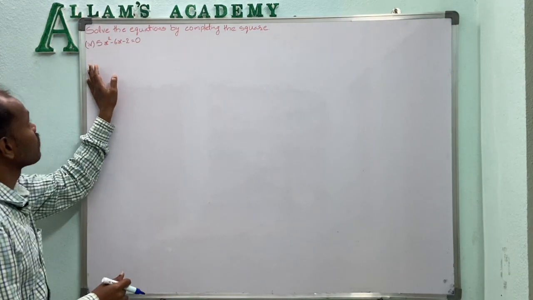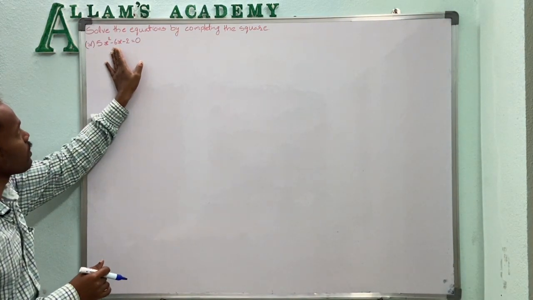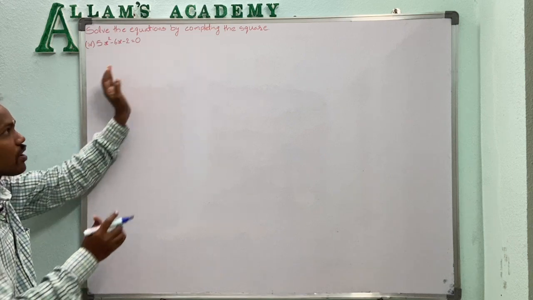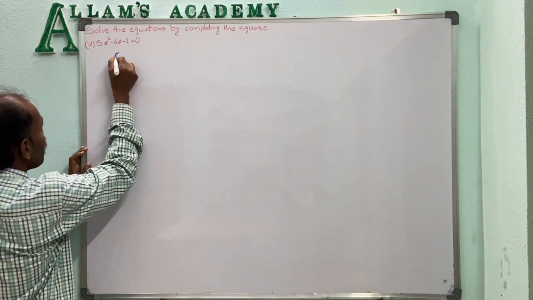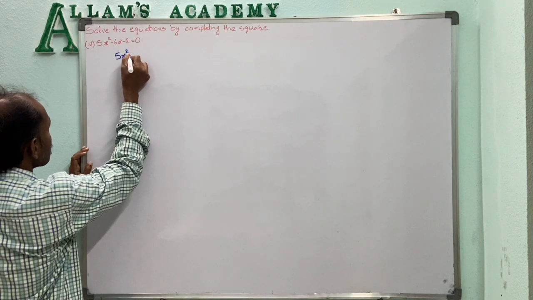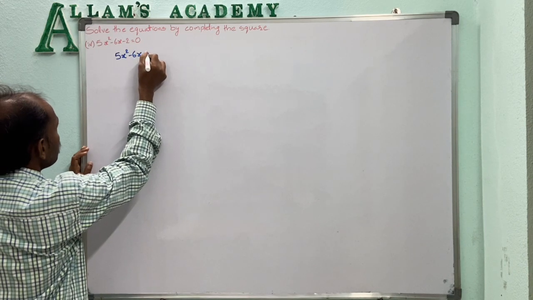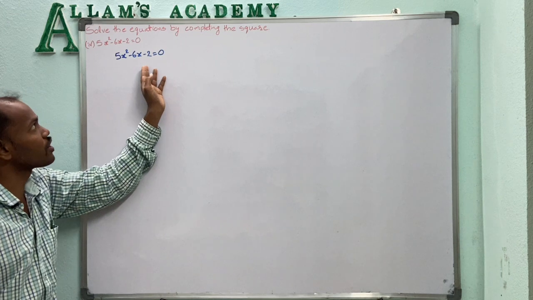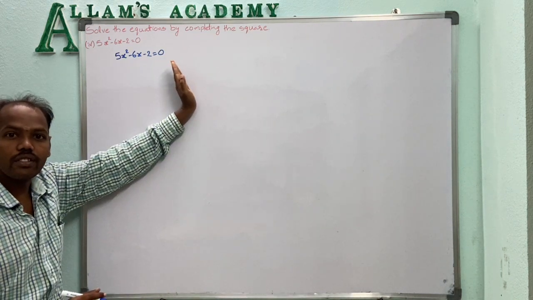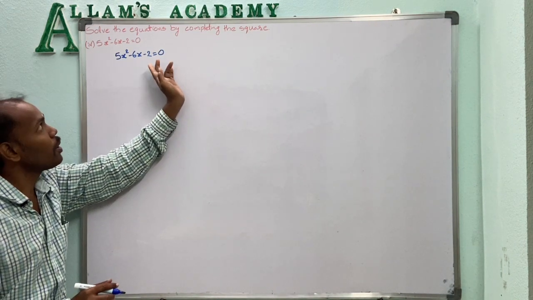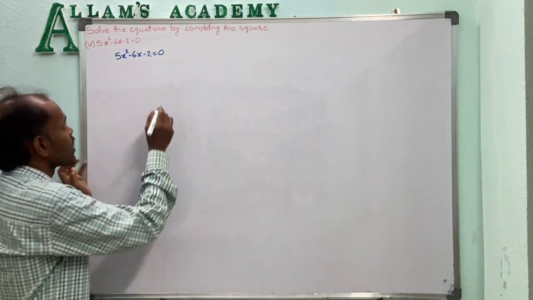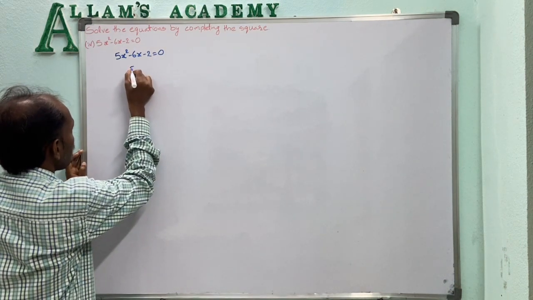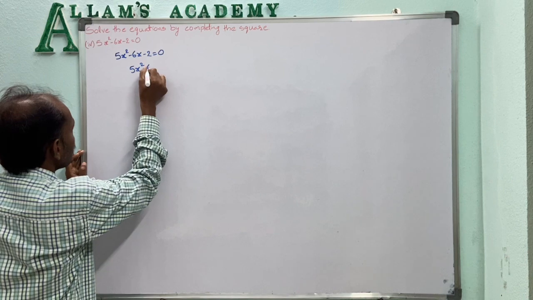Now the next given quadratic equation is 5x² - 6x - 2 = 0. Here the constant term is -2. So the -2 is transferred to the RHS: 0 + 2, which is nothing but +2. So 5x² - 6x = 2.